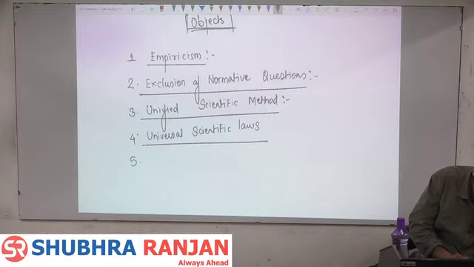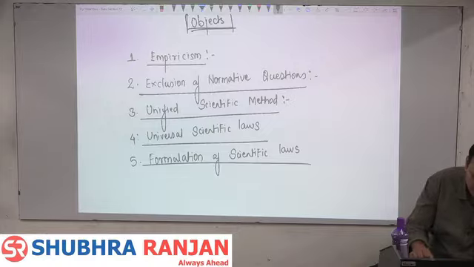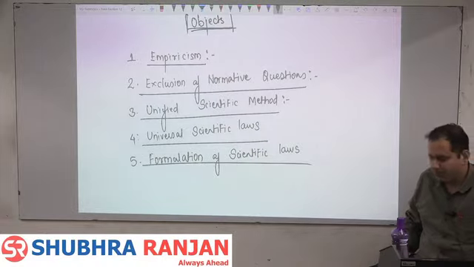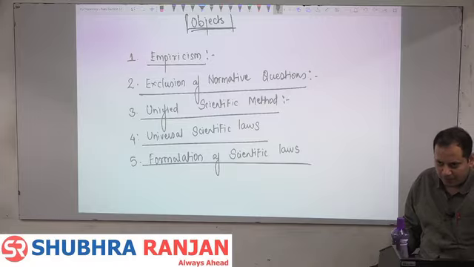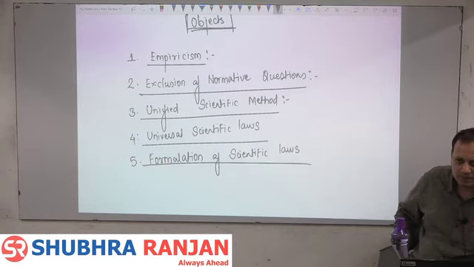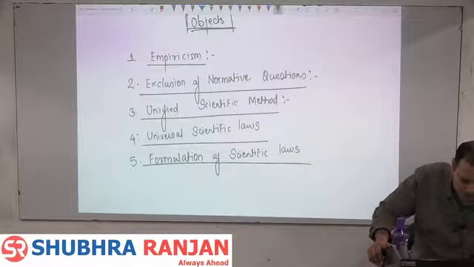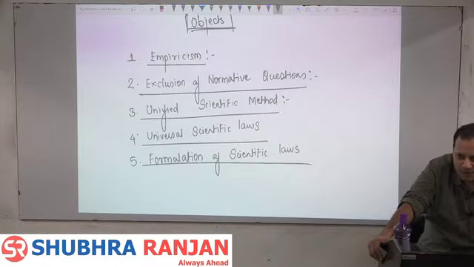And fifth, formulation of scientific laws, based on their verification and proofs. Fine? 1 plus 1 is always 2. That is a universal scientific law. Getting it? No matter wherever it is, frictional force is going to reduce the speed, whether it is of the wind or a car. That is a universal scientific law.